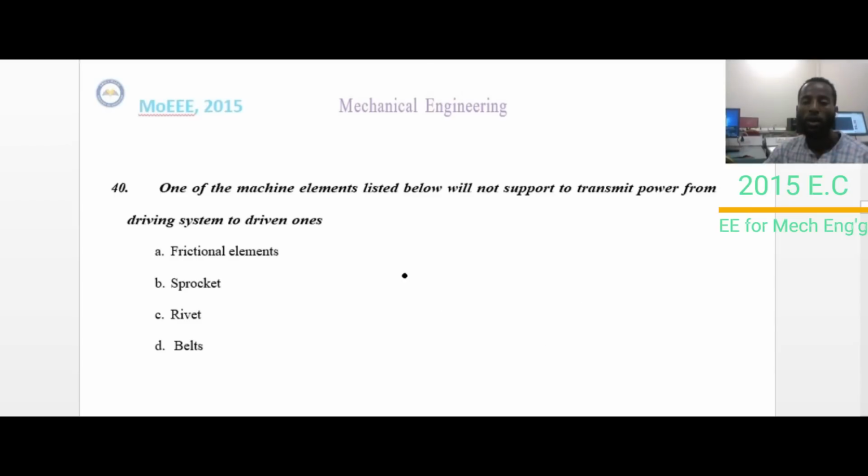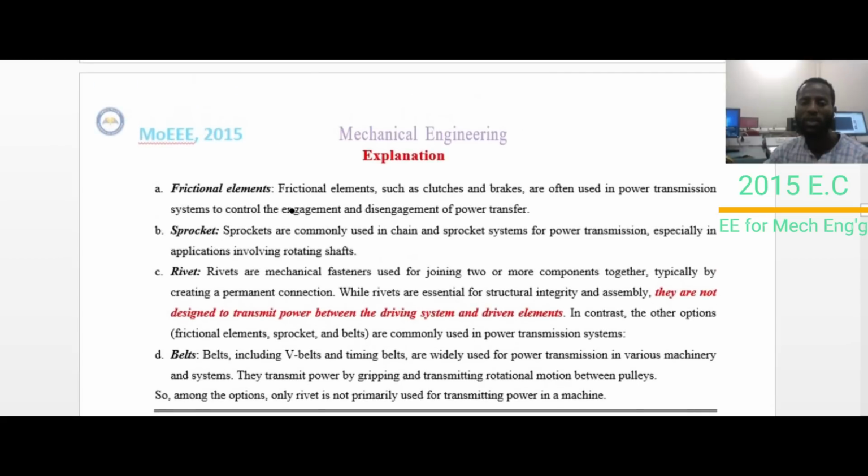The next, which one of the machine elements listed below will not support transmitting power from the driving system to the driven one? Here, A, friction element, B, sprocket, C, rivet, D, belts. When we say friction elements, such as clutches and brakes, they are often used in power transmission systems to control the engagement and disengagement of power transfer.